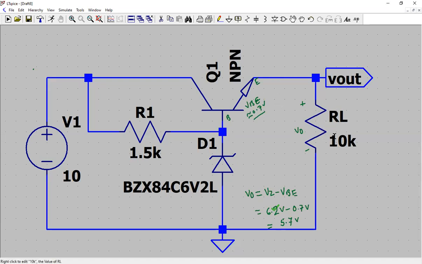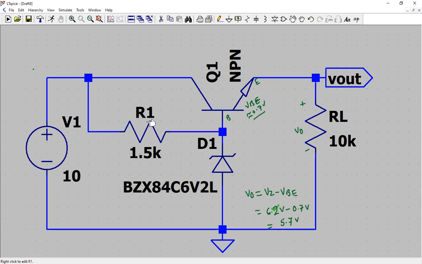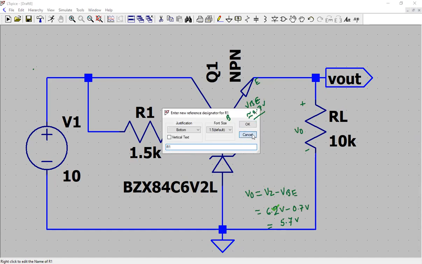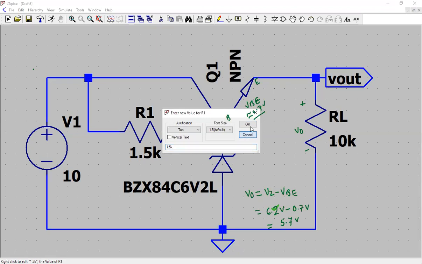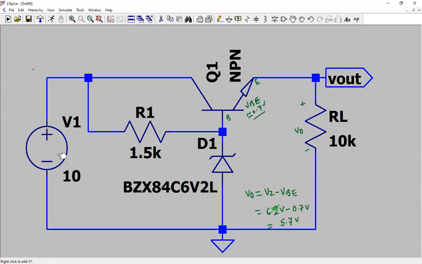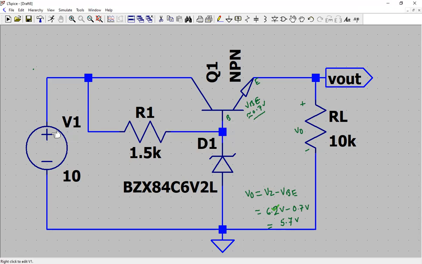Here our load is chosen to be 10 kilo ohm, and R1, the series resistance, is chosen to be 1.5 kilo ohm. So that is 1.5K, as you can see here. And now the unregulated voltage source is about 10 volt. So remember, whatever the value of this unregulated voltage is, you have to choose the Zener breakdown voltage accordingly.